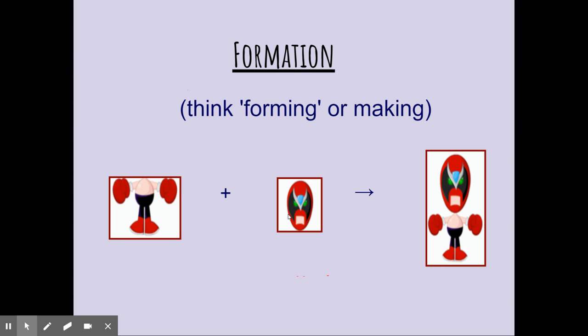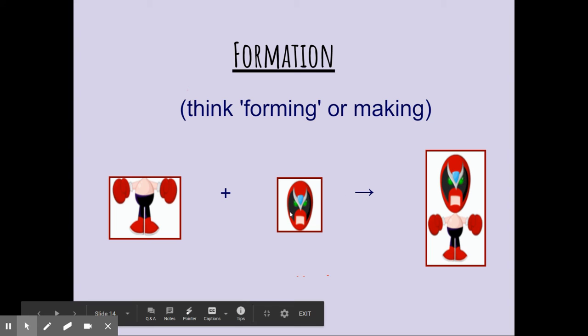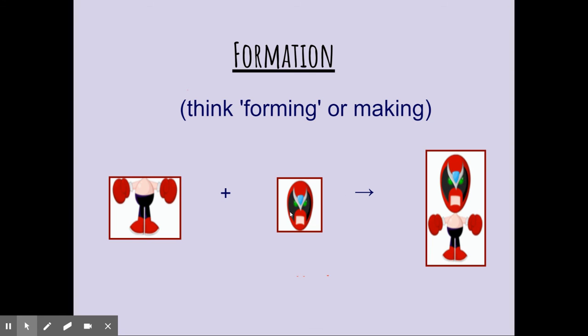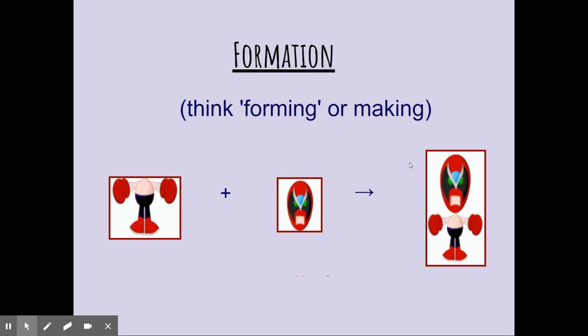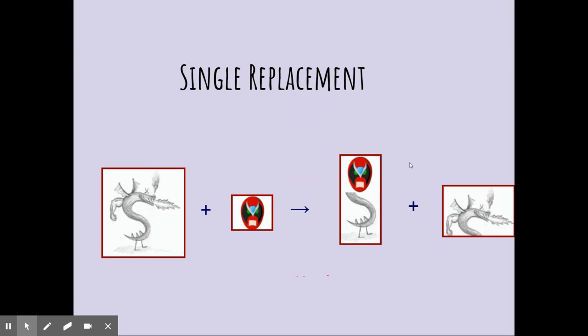Let's pretend I have somebody, this is called Strong Bad, okay? Here is parts of this person. I want to make them whole again. So formation is about making them whole. So I'm going to take the bottom half of Strong Bad, the top half of Strong Bad, and here he is as a whole individual. Okay. So that is formation, to make or form.